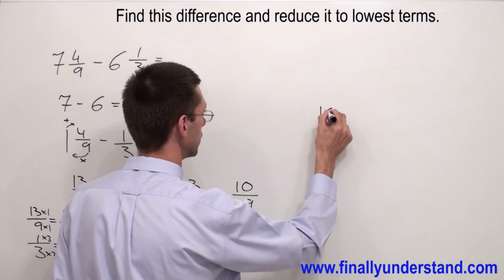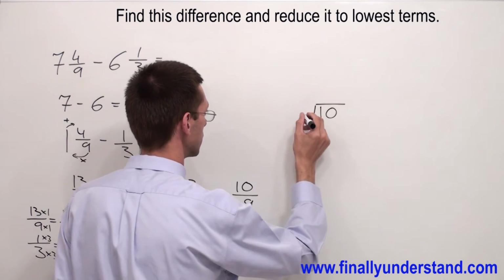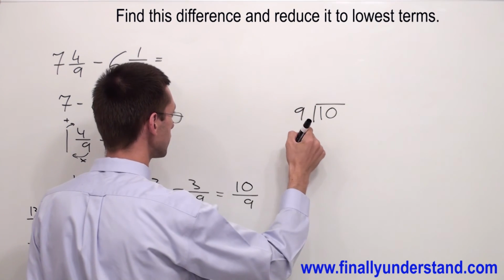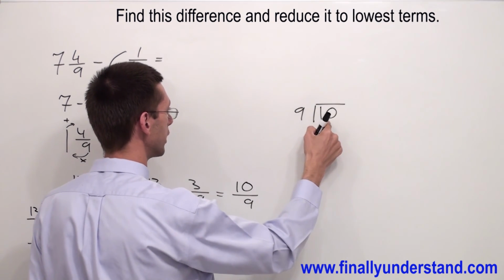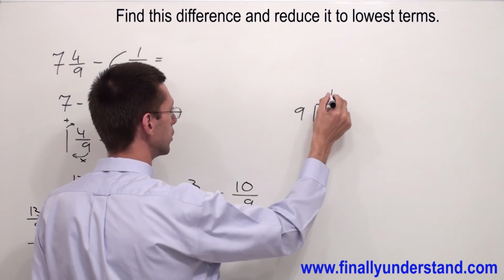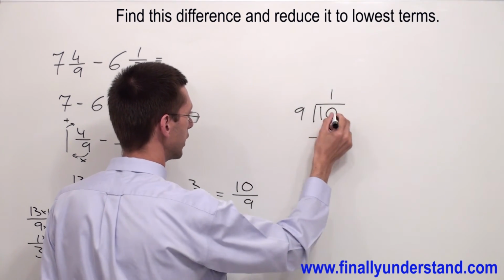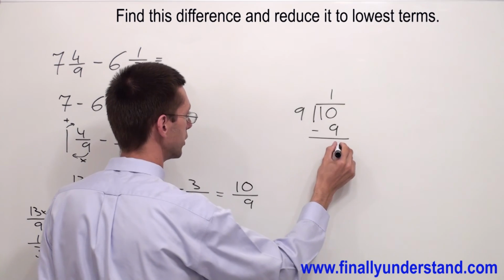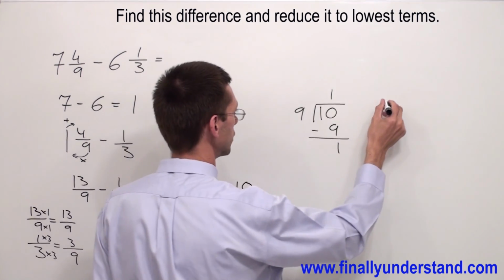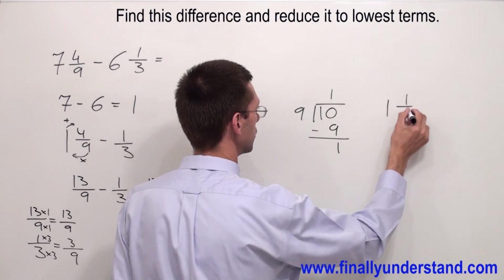I have 10 over 9. 9 goes into 10 once. 1 times 9 gives me 9. 10 minus 9 gives me 1. So the answer is 1 and 1 over 9.